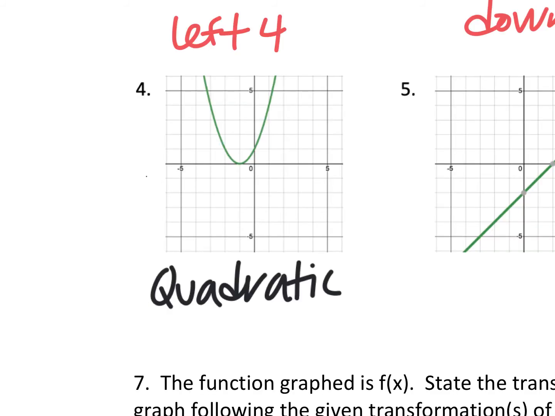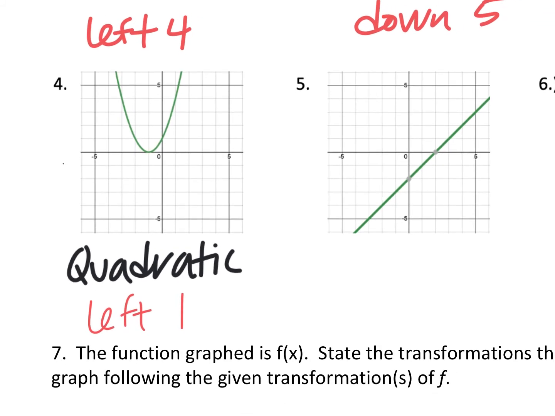Okay, number 4, if it started at 0, 0, which way did it move? Left. How much? 1. Left 1. Okay, next one, number 5. This is a line. So what do we call it? Linear.